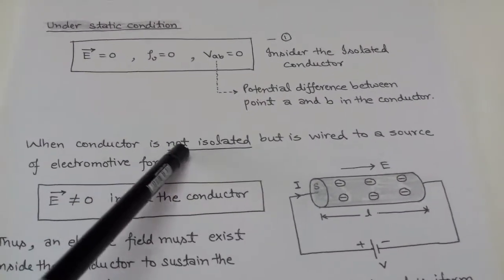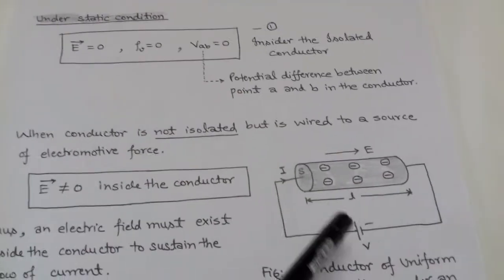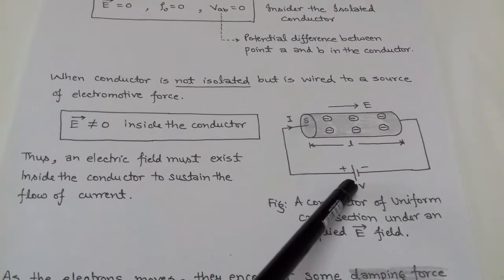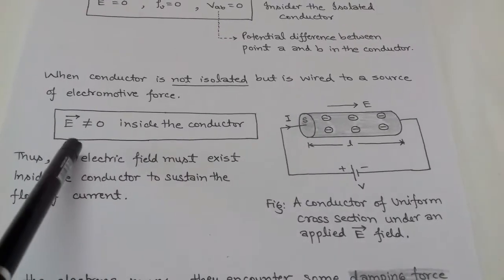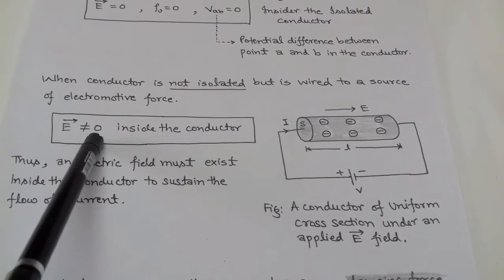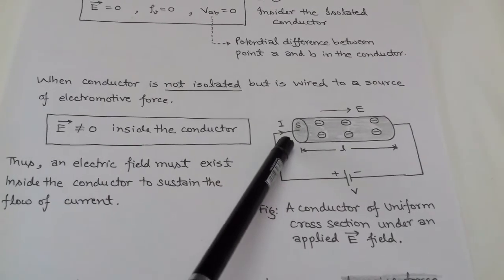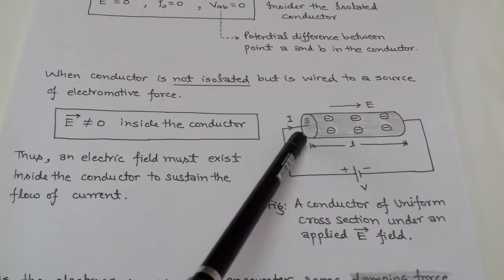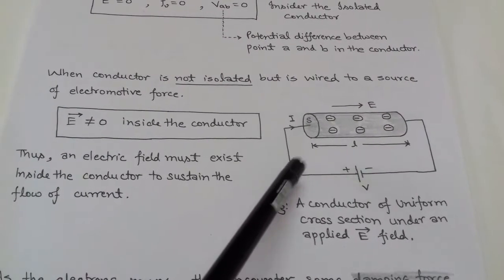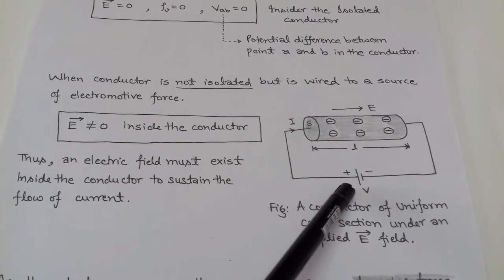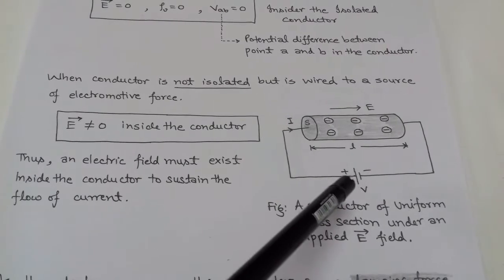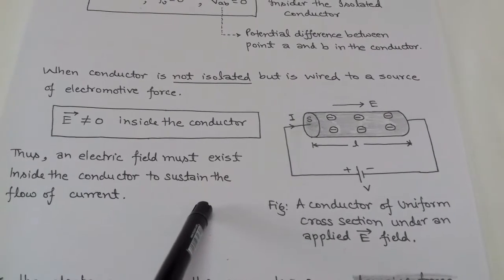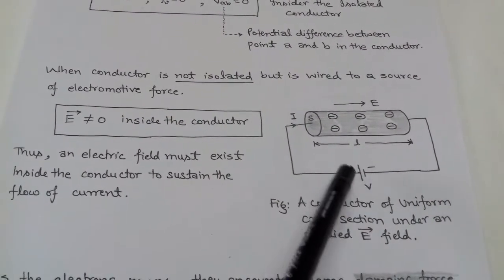Now when the conductor is not isolated, meaning the conductor is connected to some external source, then the electric field is not 0 inside the conductor. Now here we consider a conductor. The conductor is basically of cylindrical shape, having cross-sectional area S, and it is connected to some source having potential V. Here this is a positive terminal and this is a negative terminal.